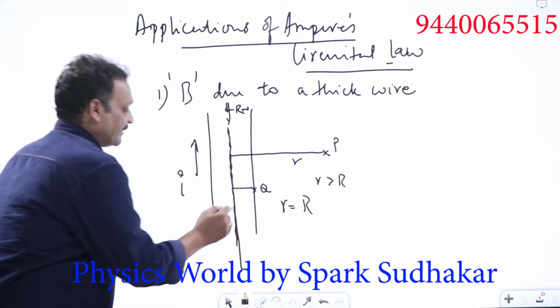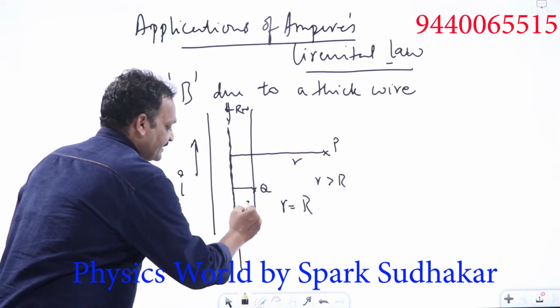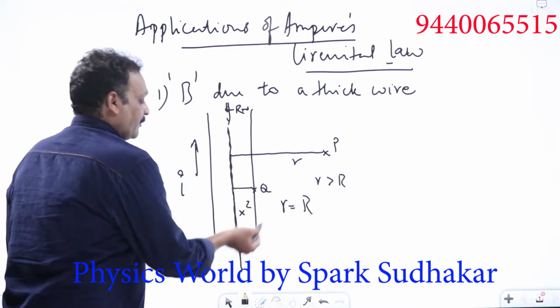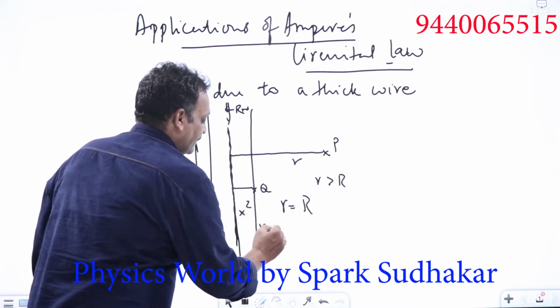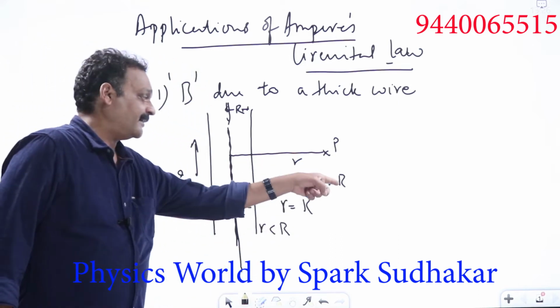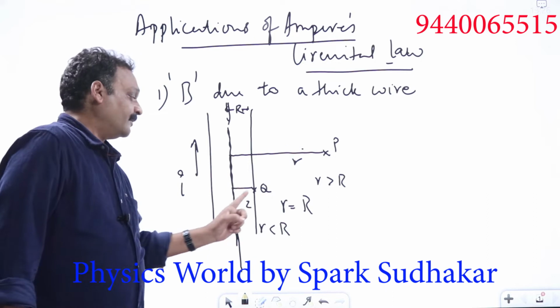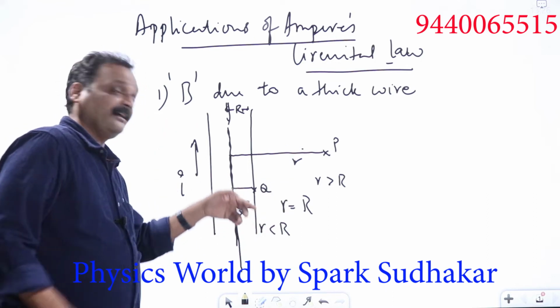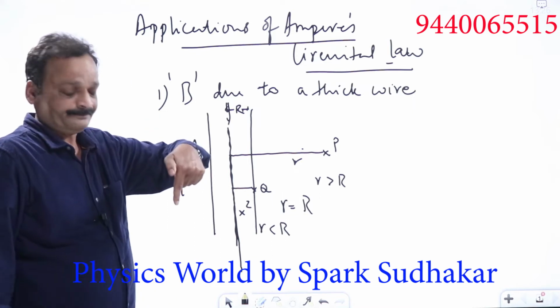Next I'll consider some point inside the wire. What is the magnetic field at a point inside the wire? In this case small r is less than capital R. So the three cases are: small r greater than capital R, field outside the wire; small r equal to capital R, field on the wire; small r less than R, field inside the wire.